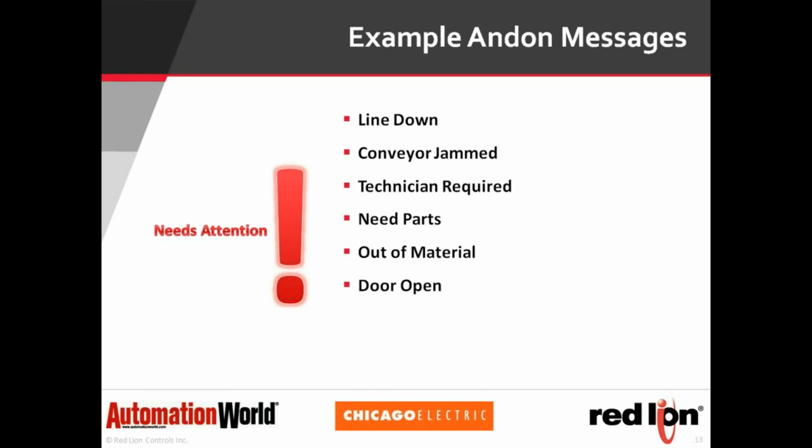Now, andon messages. Again, andon is a formal means by which you communicate problems throughout an organization. So that's going to involve messages like line down or conveyor jammed or, hey, this machine's out of parts. We got to do something about it. It's very, very costly to have a machine go down for, in many cases, very trivial issues. And if only someone knew about those issues, downtime can be reduced drastically.